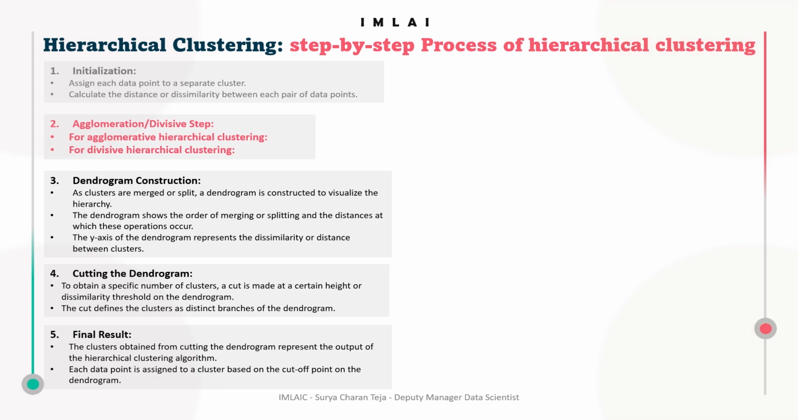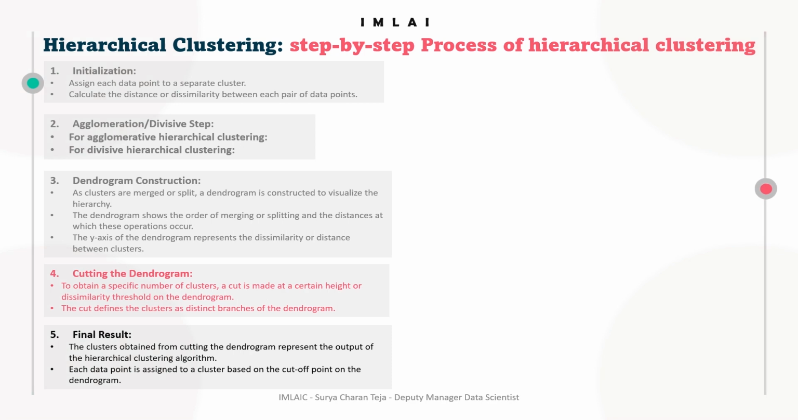Then step 2, you have to decide whether you want to go for agglomeration or division. For agglomerative hierarchical clustering, merge the two closest clusters based on a distance metric, for example Euclidean distance. Obviously, if it is minimum linkage, then go for the minimum distance. If it is something else, it could be average.